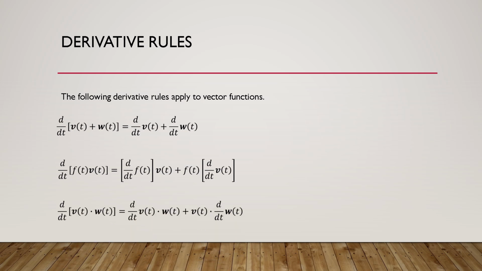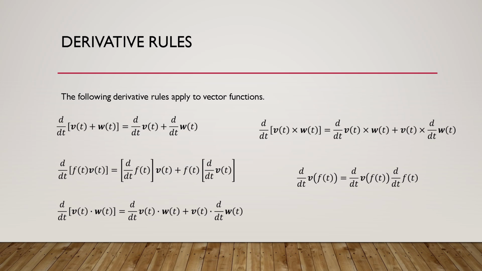d/dt of the dot product of the two vectors v(t) and w(t) equals the dot product of d/dt of v(t) and w(t), plus the dot product of v(t) and d/dt of w(t). d/dt of the cross product of the two vector functions v(t) and w(t) equals the cross product of d/dt of v(t) and w(t) plus the cross product of v(t) and d/dt of w(t). d/dt of the composite vector function v(f(t)) equals d/dt of v(f(t)) times d/dt of f(t).